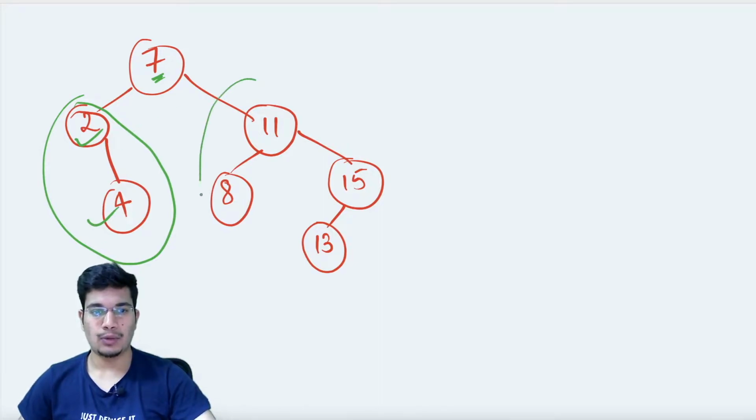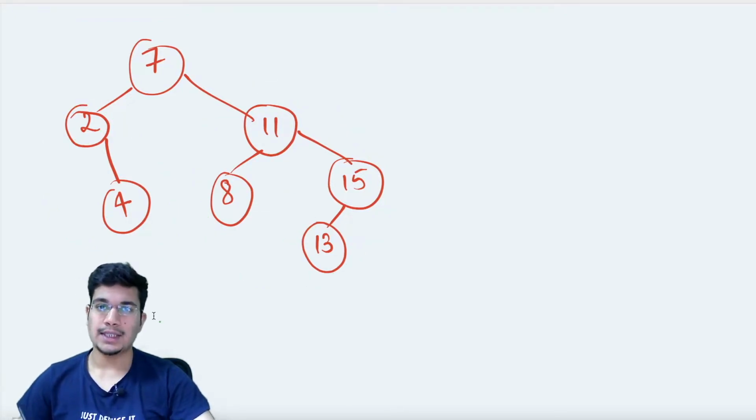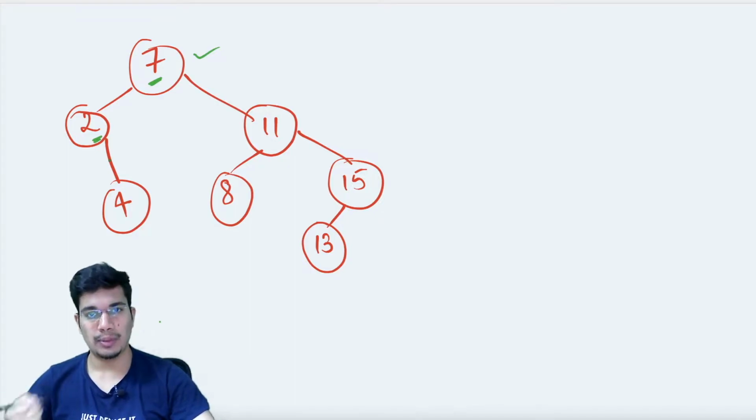Then similarly, I'll iterate over my right subtree, and these values should be greater than 7. So 11, 8, 15, and 13 all are greater than 7. So it's fine till now. And then this same thing we need to do for every single node. So once I'm done with 7, I know that this root is valid. Then we come to 2. So for 2 also, I'll have to repeat this exact process.